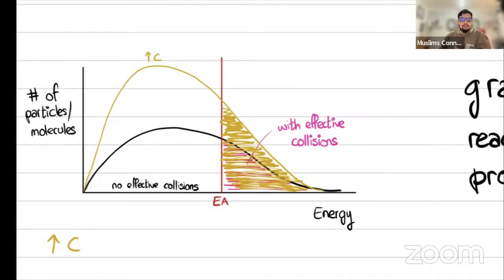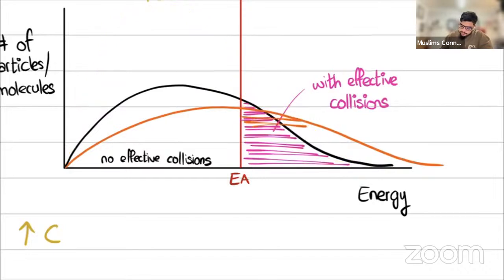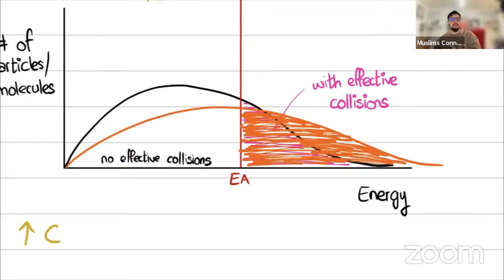Let's look at temperature. What temperature does is it flattens out the graph and it ends later. Again, this results in more effective collisions, all these extra ones. Obviously, the pink is included in the initial. Now, all of these particles have passed the activation energy, and those are effective collisions. So that's what an increase in temperature does.